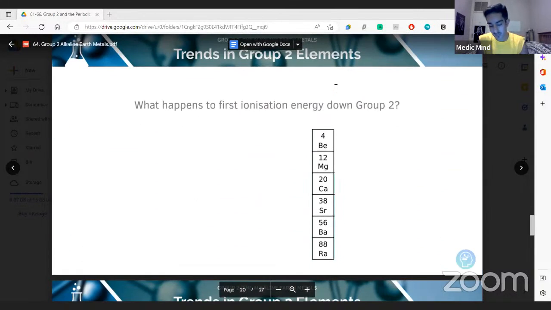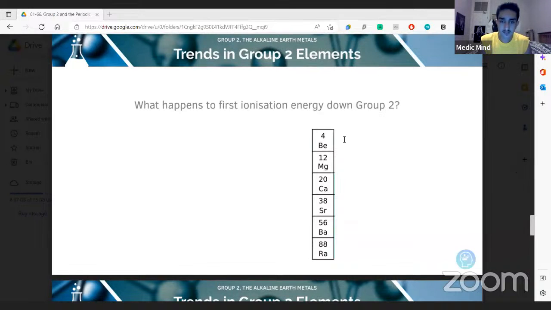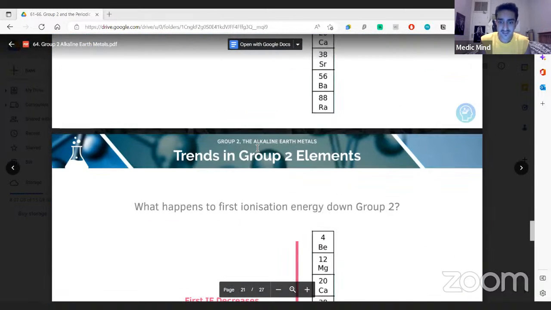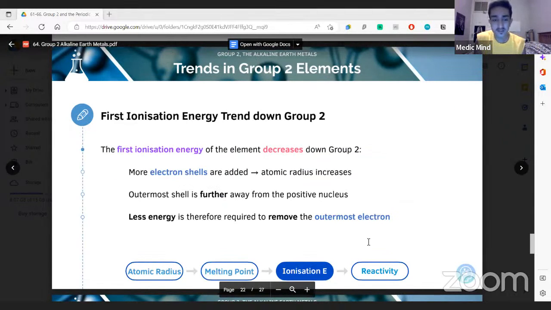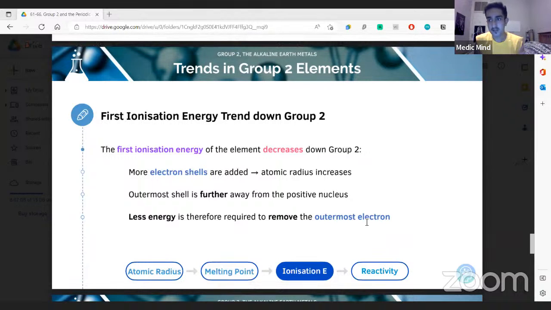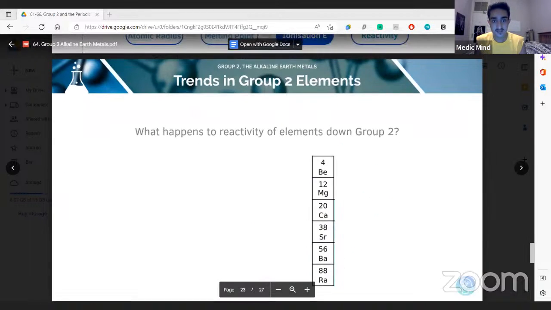Next, ionization energy. Can we think about what's going to happen down group 2? We should already know this. This should be revision for most people. Anyone else? Kind of want to have a guess? Yeah, you guys are on the right lines. It is going to decrease. Again, as more electron shells are being added and the atomic radius increases, there is less attraction between the nucleus and the outermost electrons, which means it's easier to lose that outer electron because less energy is required to remove it. Kind of makes all the sense.